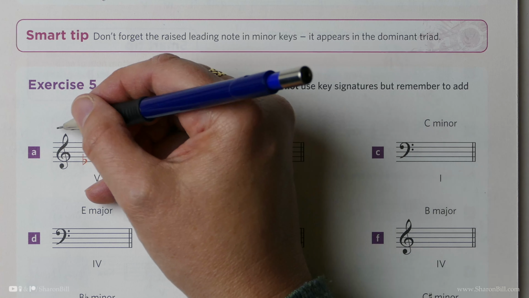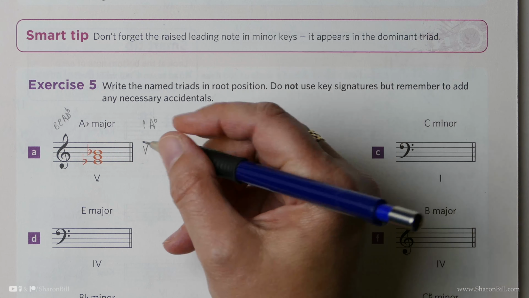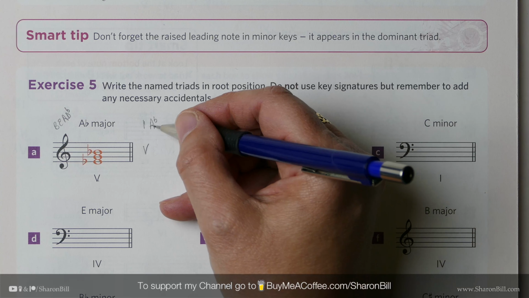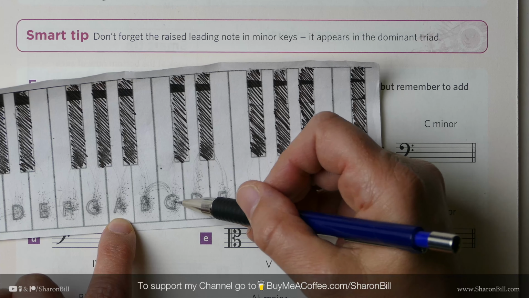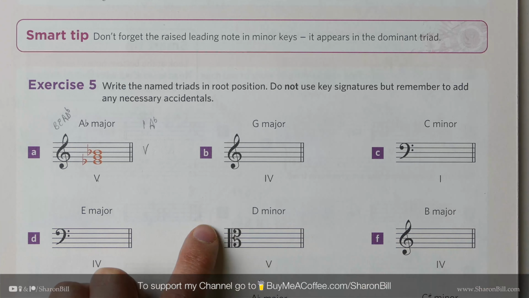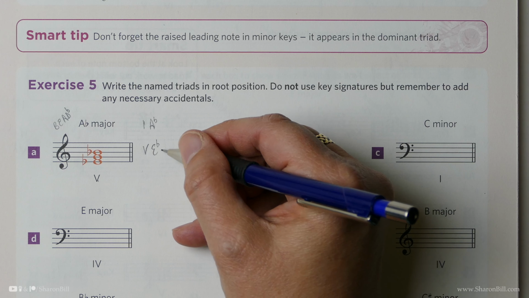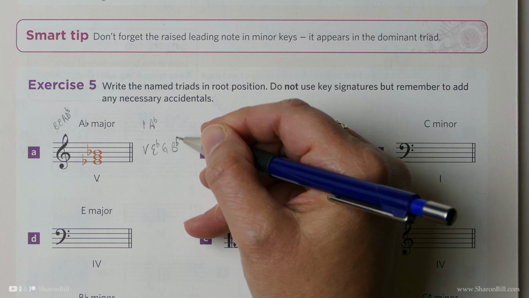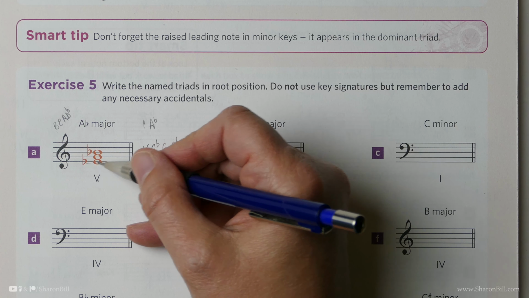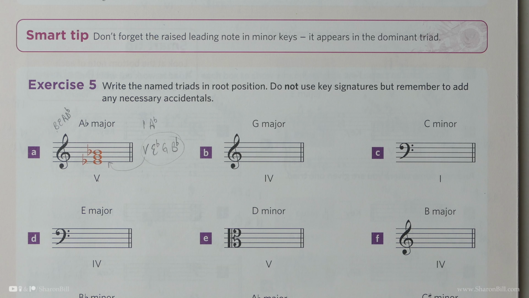Now A flat major has a key signature of B flats, E flats, A flats and D flats. We're starting to describe the fifth. 1, 2, 3, 4, 5. It's E, but of course it's E flat. The first, the third, the fifth, that should be a B flat. And there we have E flat, G, B flat. That's what we then need to write in manuscript form.